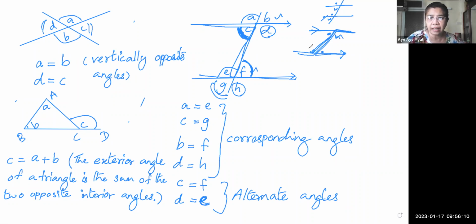Alternate angles: D and E are alternate angles. The reason is alternate angles are equal. Next, the exterior angle of a triangle equals the sum of the two opposite interior angles, not including the adjacent angle. So we can write C is equal to A plus B. The exterior angle of a triangle is the sum of the two opposite interior angles.